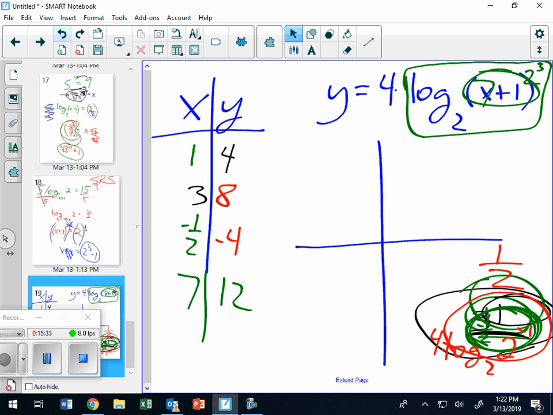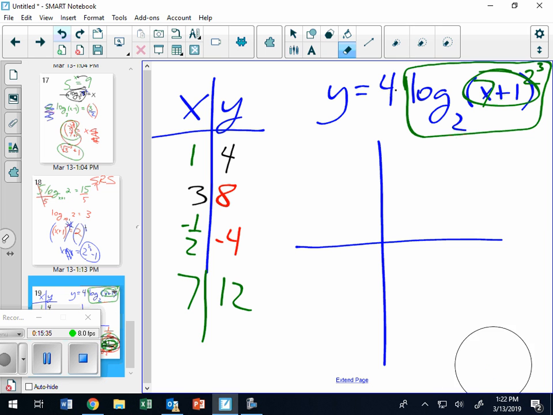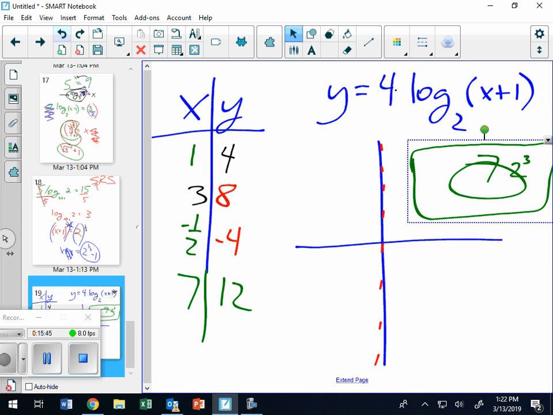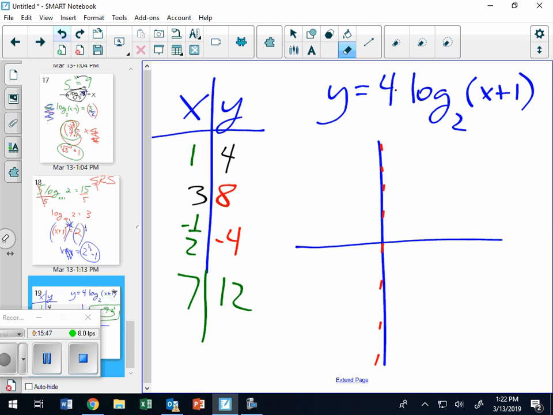Last thought, where the heck did the asymptote go? Well, in the first place, the asymptote was here. Do you get that I moved it by having that plus 1 on the inside? That moved the asymptote to the right 1. So that asymptote now moves here.